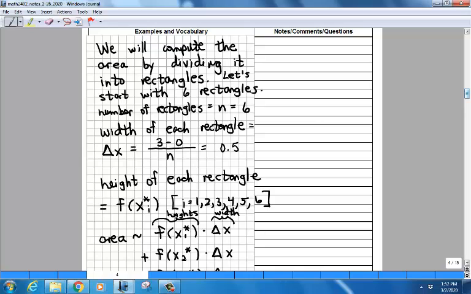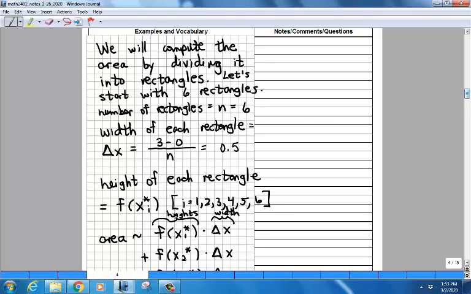I'm going to call the number of rectangles n. But in this example, n happens to be 6. Now, of course, each of these rectangles has a width, and I'm going to pick the rectangles so that they all have the same width. That makes the calculations easier.